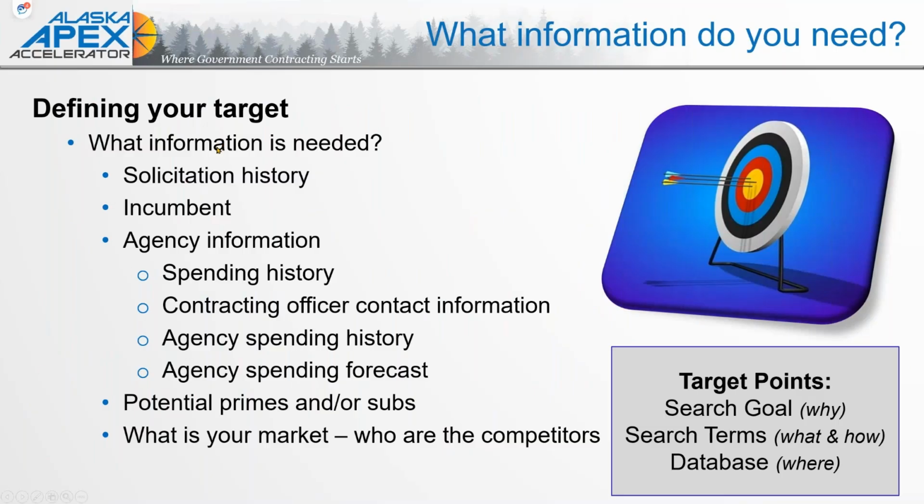So to be able to answer all these questions that we've just asked, what information is needed? Well, solicitation history. Are there incumbents? What is the agency information? Their spending history. Where are the contracting officers? How do we contact them? How do we reach them?